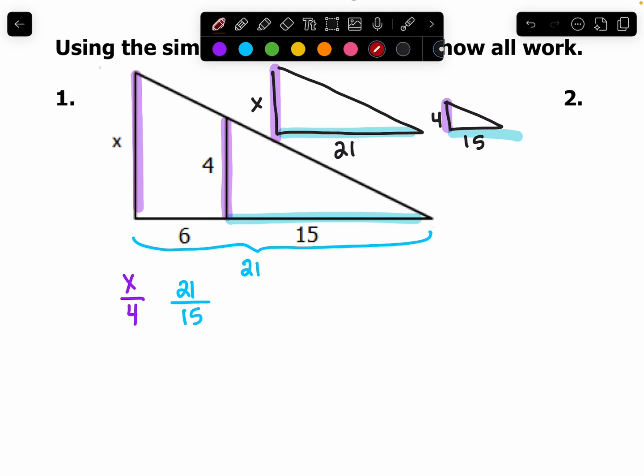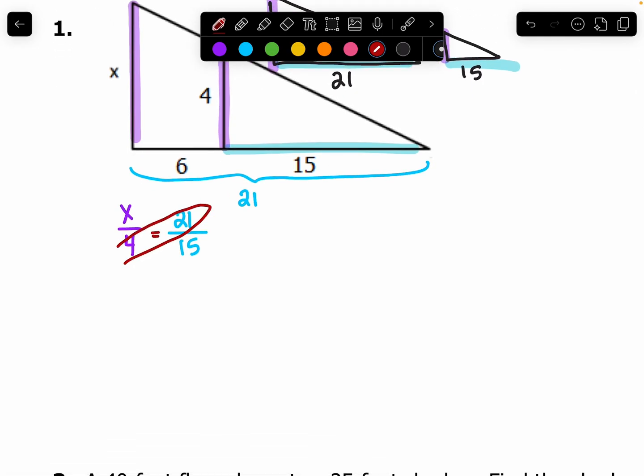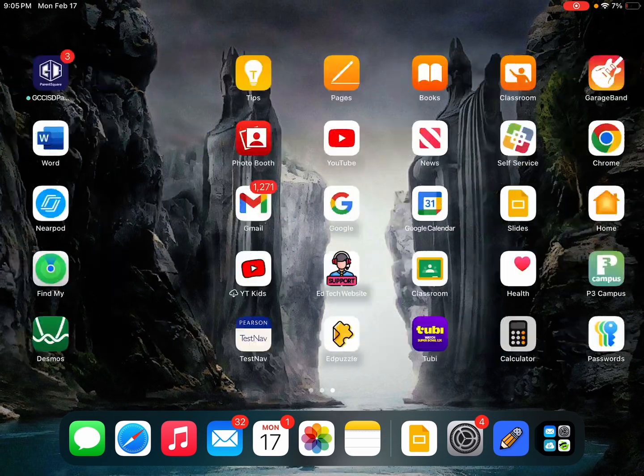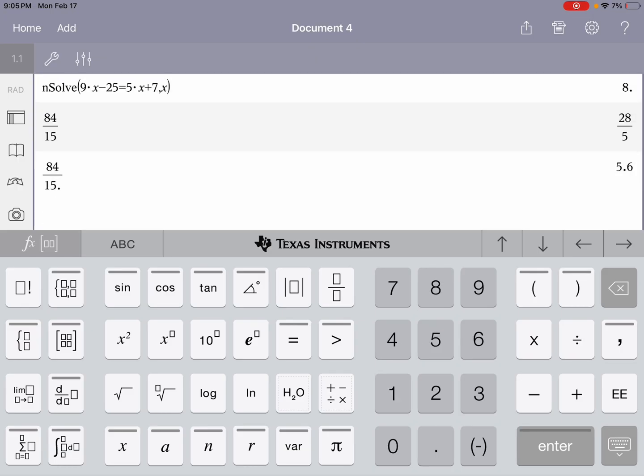And when we cross multiply, we're going to get 84 equals 15x. And we're going to have to get x by itself. So we're just going to solve that equation for x. Sorry, 5.6.